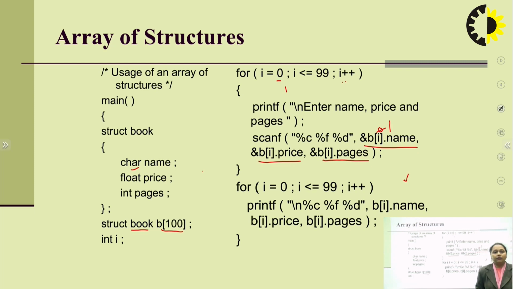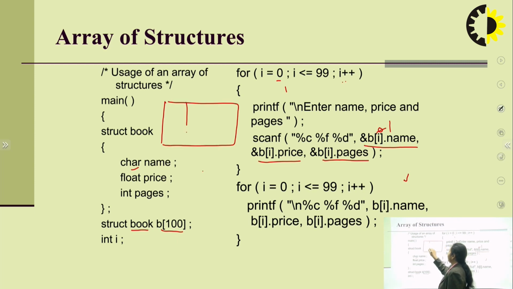Now the value of i is 1, so entries will be stored at index 1: b1.name, b1.price, b1.pages. This kind of code will create a structure of this type, that is name, price and pages.